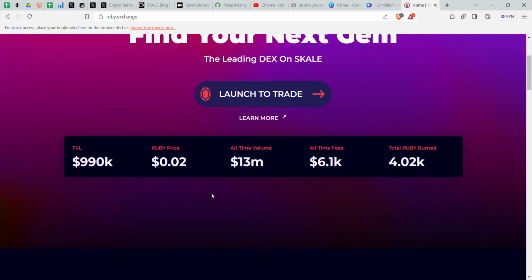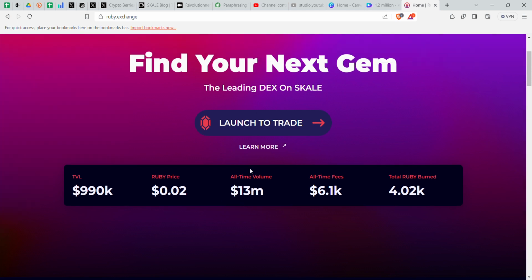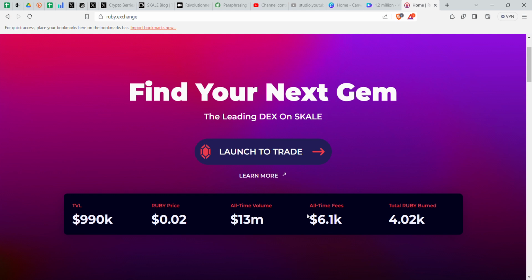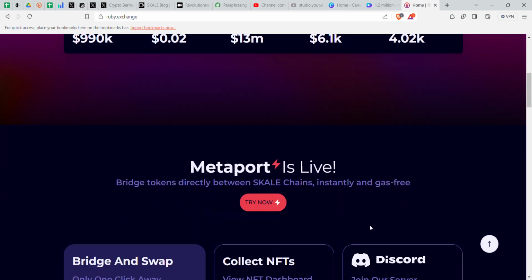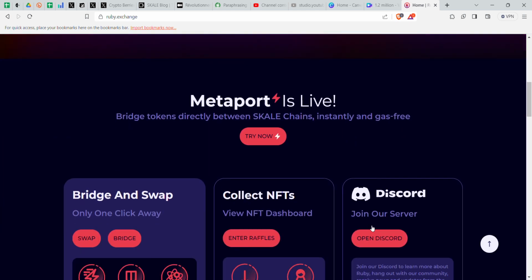So here we can see some stats about Ruby Exchange. The TVL is over $990,000, and this is the price of Ruby token, and this is the all-time volume for this DApp, and the all-time fees on Ruby Exchange is also here. This is the total amount of Ruby token that has been burnt.